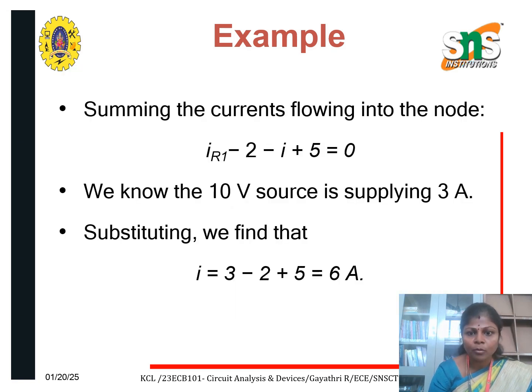Summing the currents flowing into the node: IR1 minus 2, plus the R3 current I, plus the total 5 amperes, is equal to 0. We know that the 10 volt source is supplying 3 amperes. Substituting, we get I, which is the total current, equal to 3 minus 2 plus 5, which is equal to 6 amperes of current flowing in the R3 resistance.